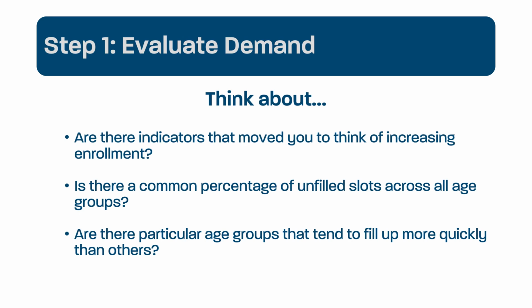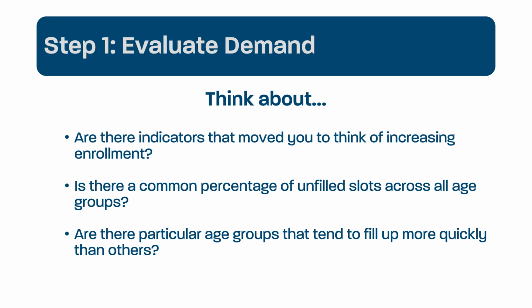Think about the following. Are there indicators that move you to think of increasing enrollment? Is there a common percentage of unfilled slots across all age groups? Are there particular age groups that tend to fill up more quickly than others? Perhaps you find that you often need to turn families with children of a specific age away and might need to consider expanding or converting capacity for that age group.